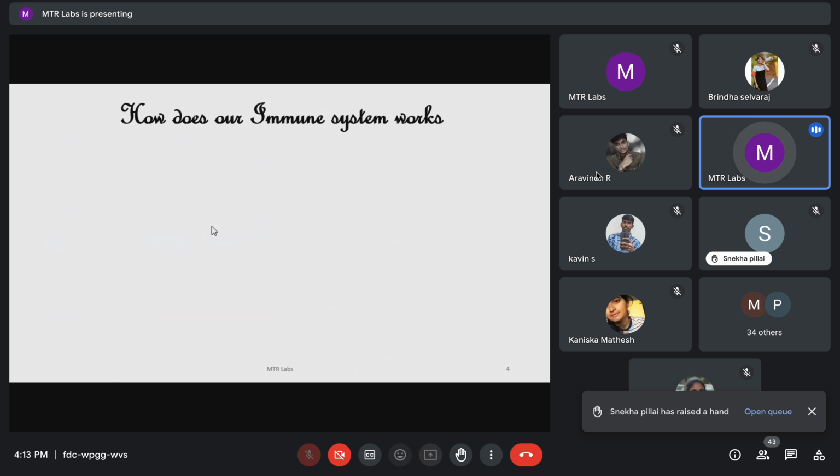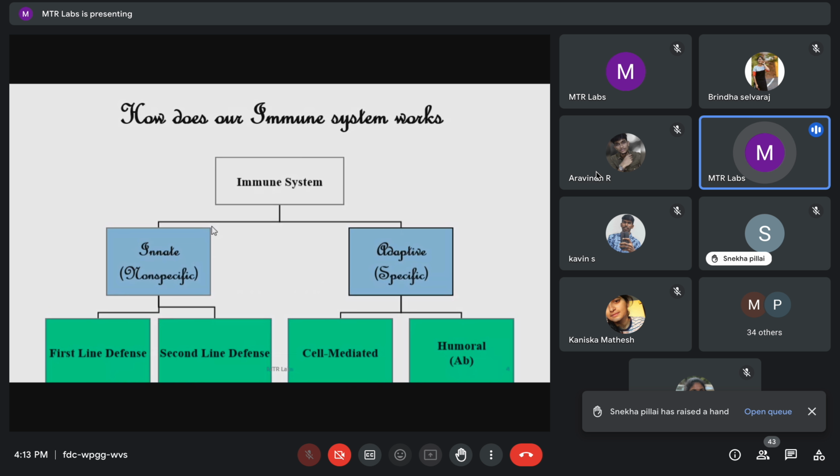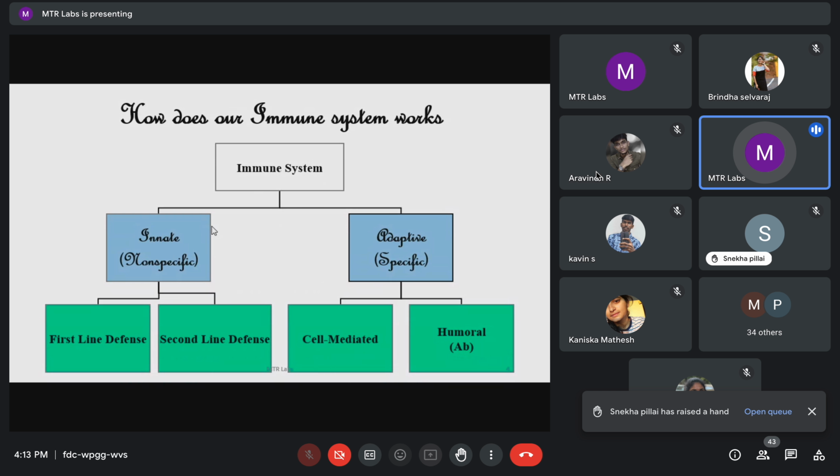So how does this immune system work? The immune system of the host works in two main immune pathways, innate and adaptive. Innate is non-specific and adaptive is specific. Innate immunity is developed through two lines of mechanism, the first line of defense and the second line of defense, whereas adaptive works in two modes called cell-mediated immunity or humoral, which is antibody-mediated immunity. So the main difference between innate and adaptive is non-specificity and specificity respectively.